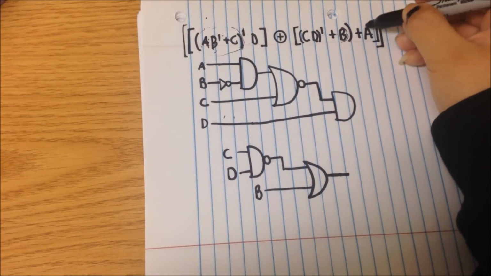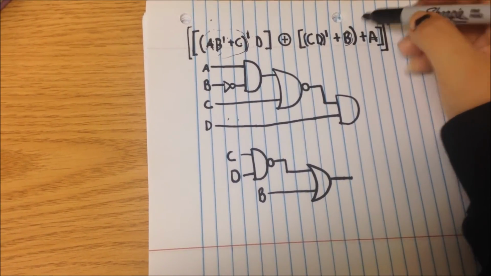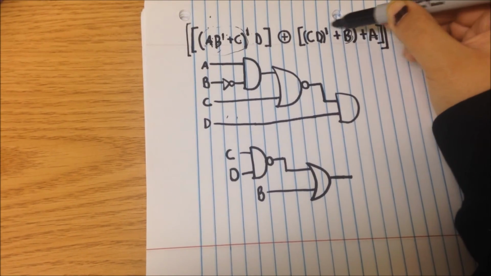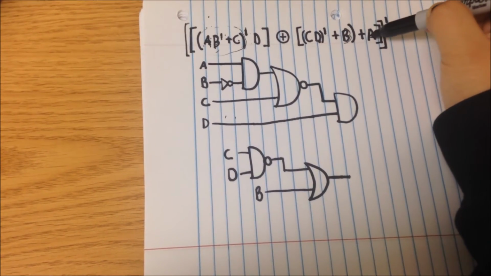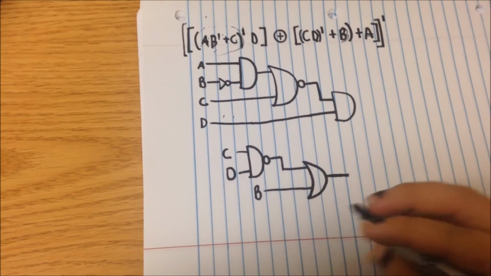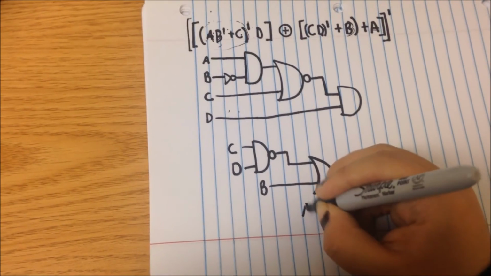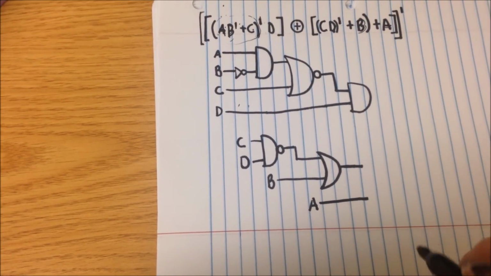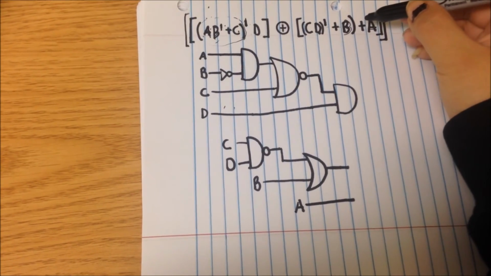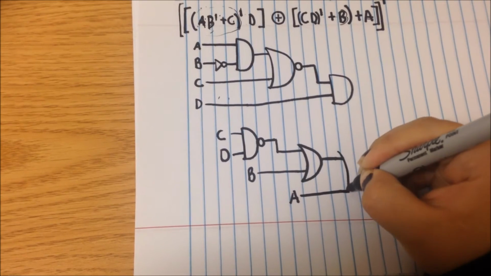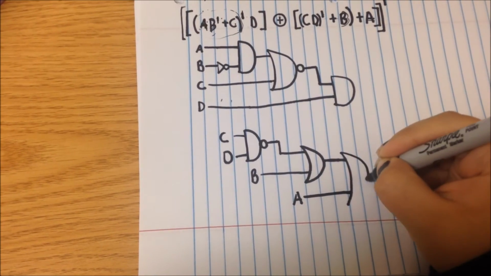And you see your A here. Well, all this is being added plus A. So all this plus A, which logic gate would that be? So here I'm going to put A here. What logic gate would you use if you're just adding? Again, you would just use your OR gate.